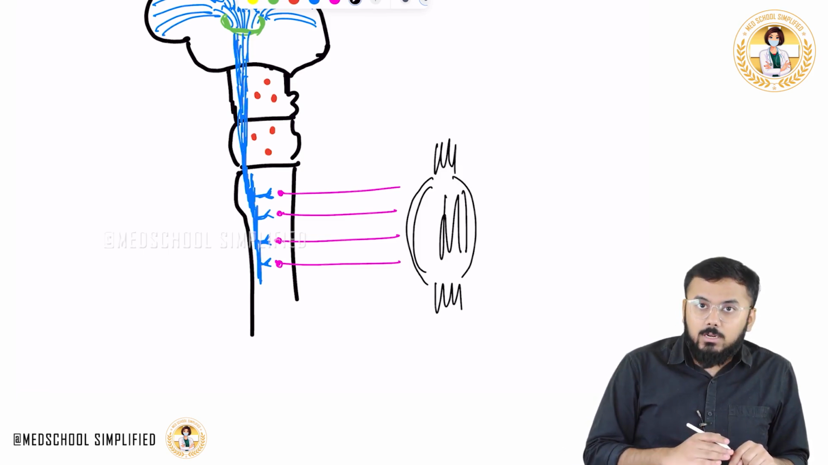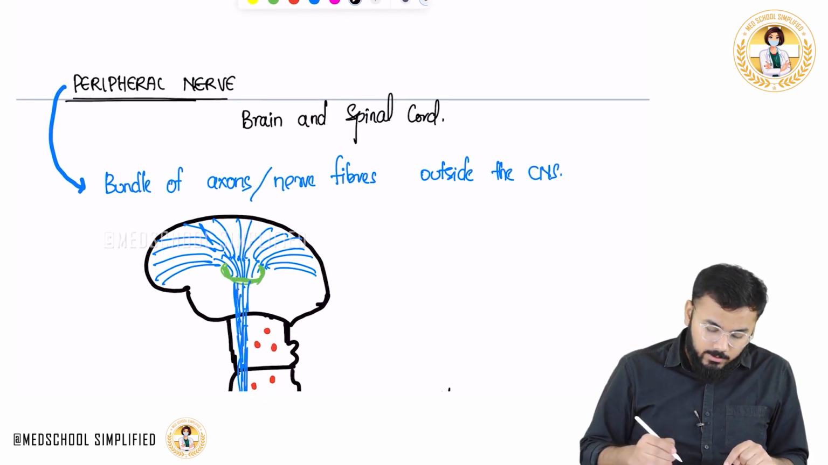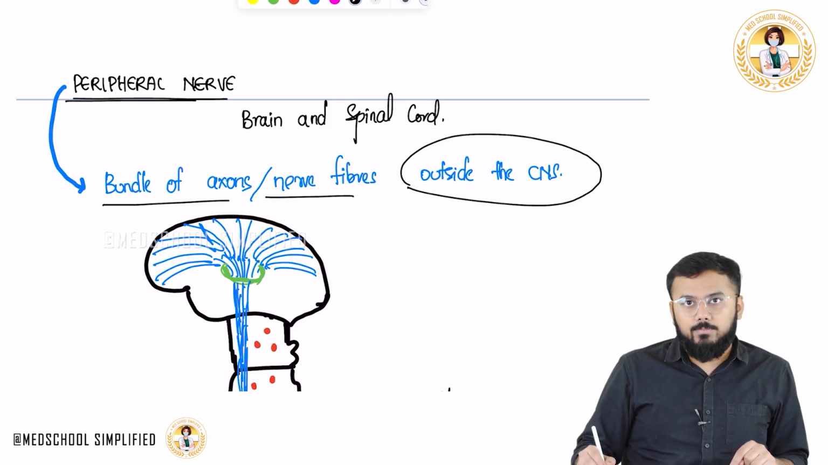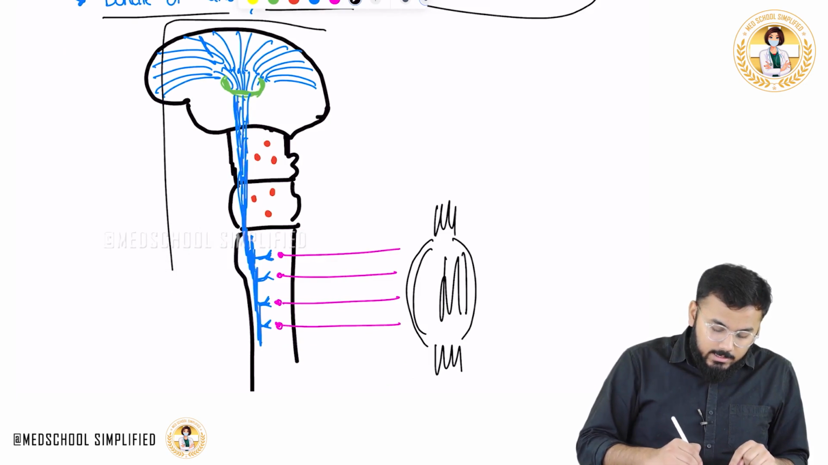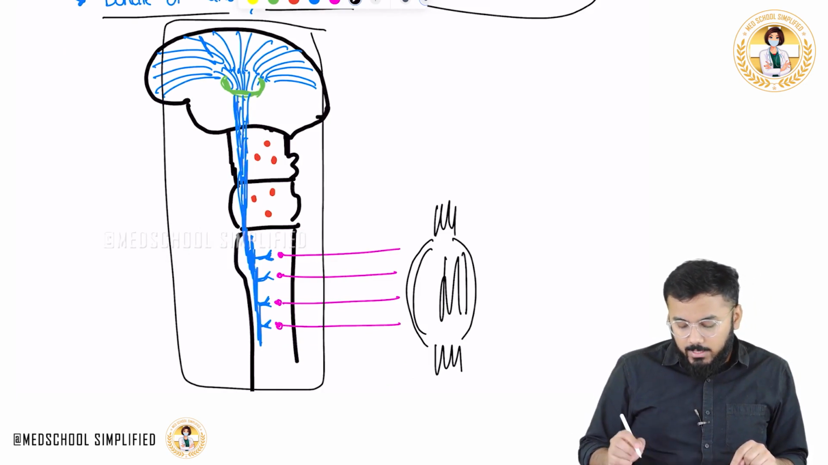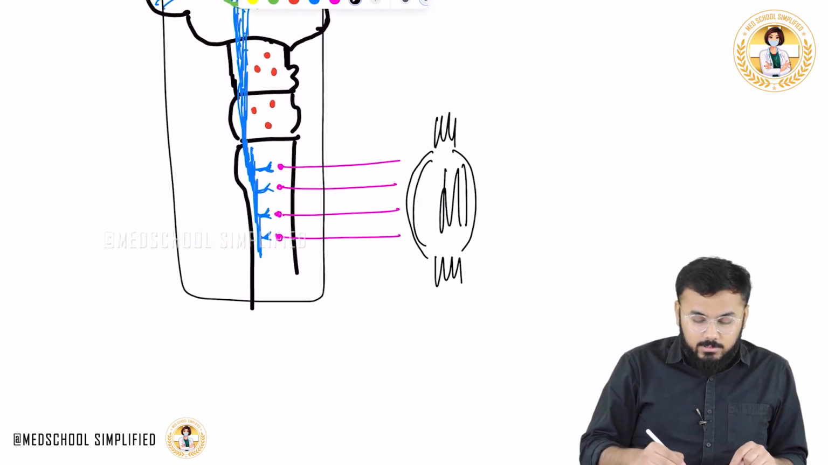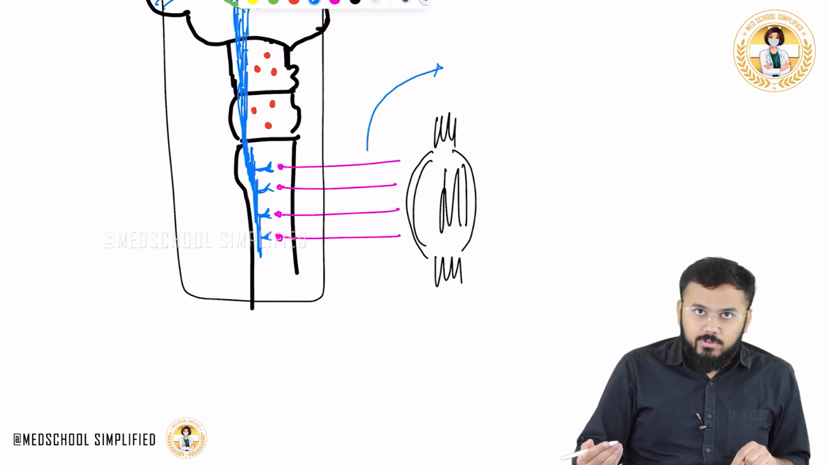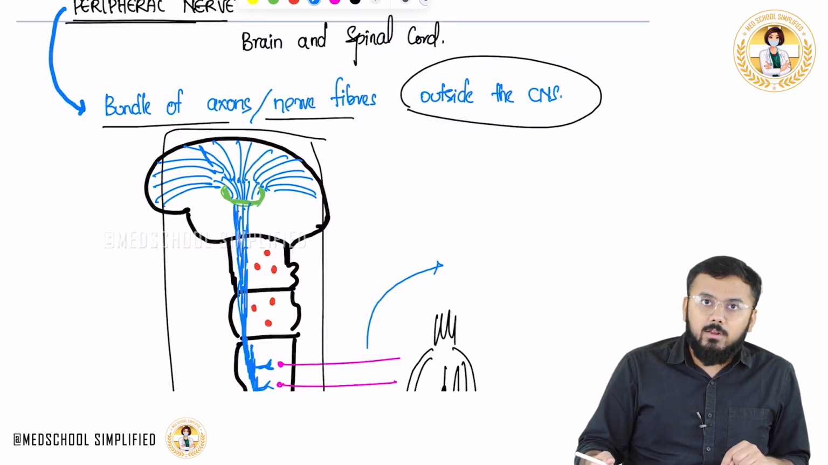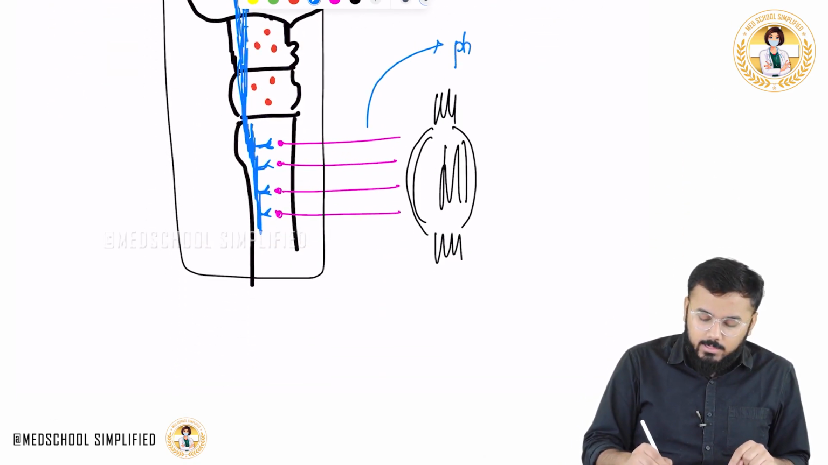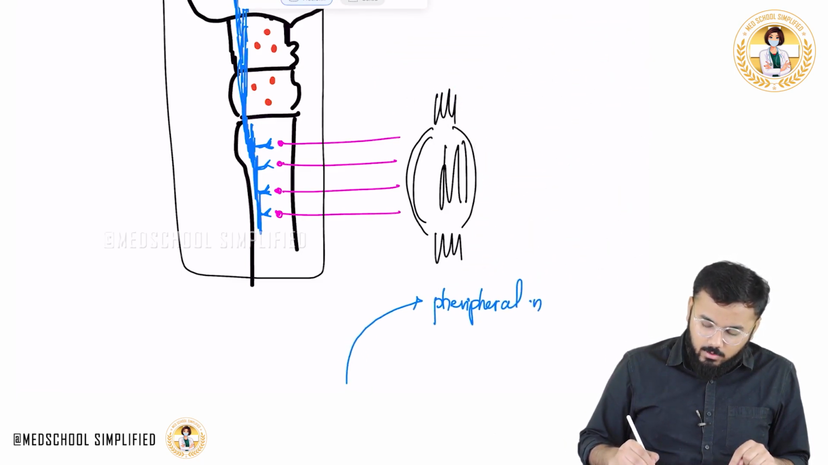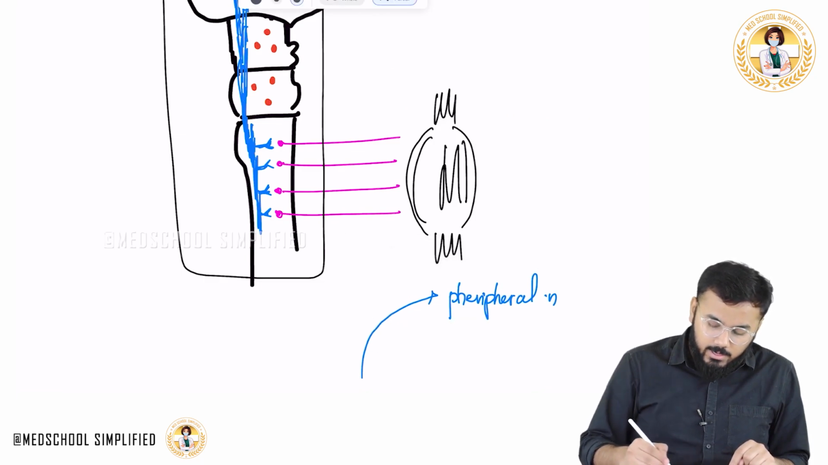So these fibers which are going away from the spinal cord are bundles of axons or nerve fibers outside the central nervous system. So this entire thing is your central nervous system, and these pink color fibers are going away from the central nervous system. So should I call these fibers a tract or fascicle, or should I call them a peripheral nerve? I have to call them a peripheral nerve. So these fibers over here are called your peripheral nerve.